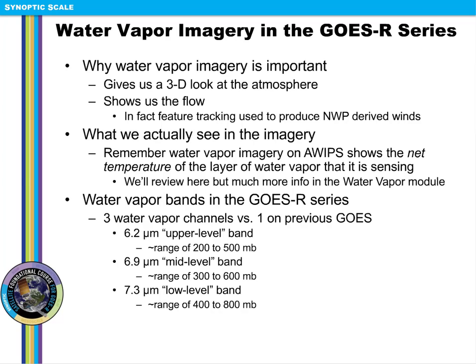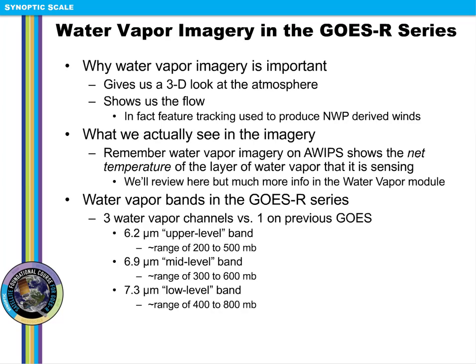A water vapor band senses radiant energy emitted from water vapor through a layer of the atmosphere, with the different wavelengths of the bands allowing them to be sensitive to different layers. On previous GOES, we had one water vapor band at 6.5 microns, which was considered to be a mid-level band with peak absorption in the 250 to 550 millibar range.